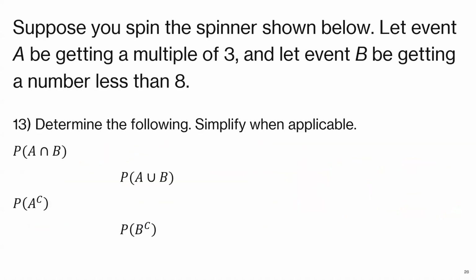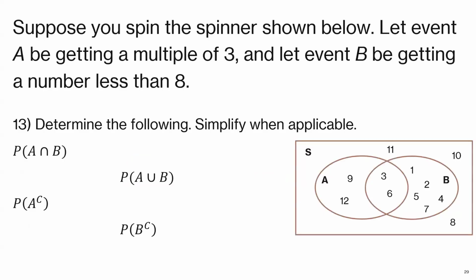Okay. Same spinner as before, same Venn diagram as before. Now we're going to find probabilities of these intersections or these complements or the unions. So first I'm finding the probability that I get a 3 or a 6 or a 9 or a 12. This is just a 3 or a 6. This is the intersection for this first one.